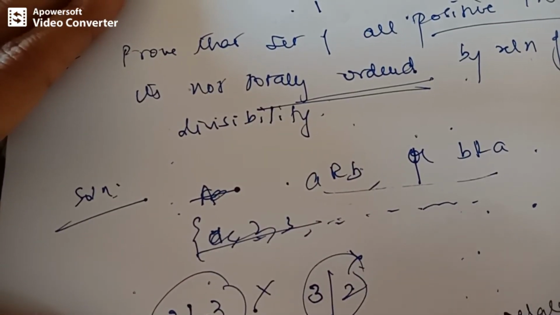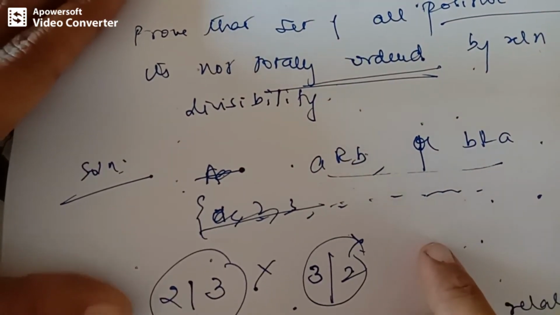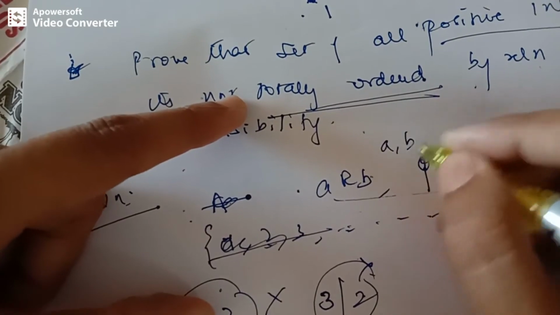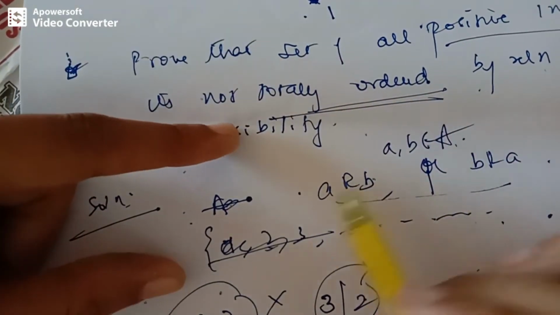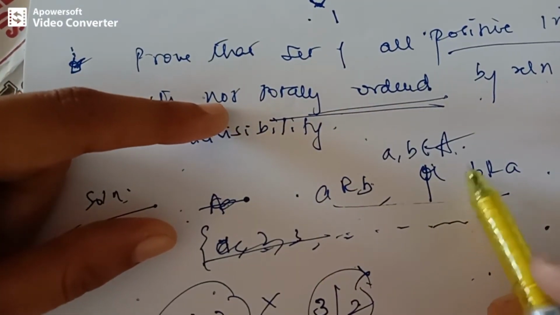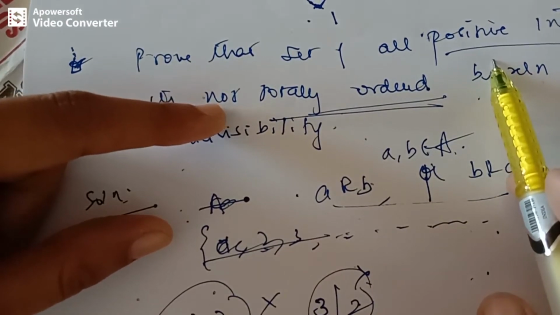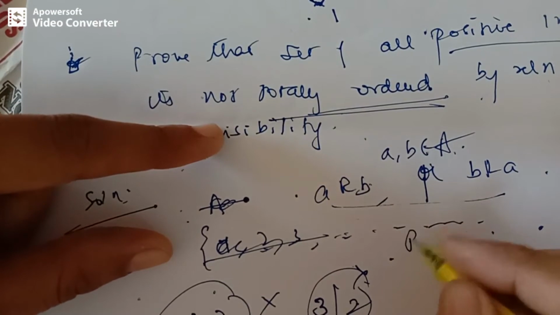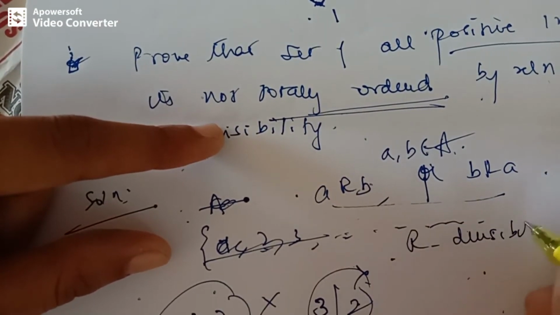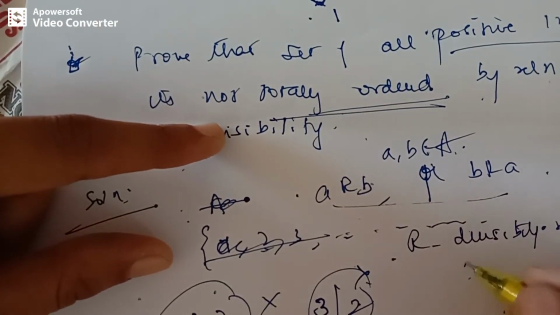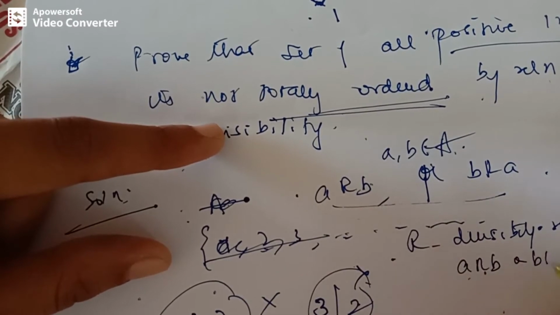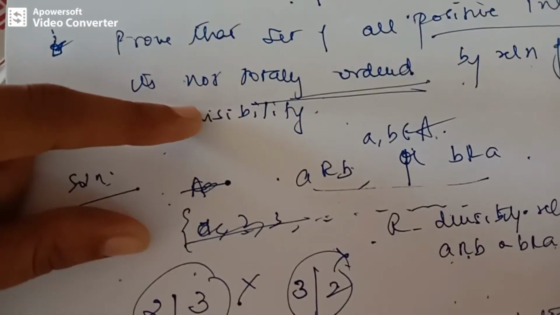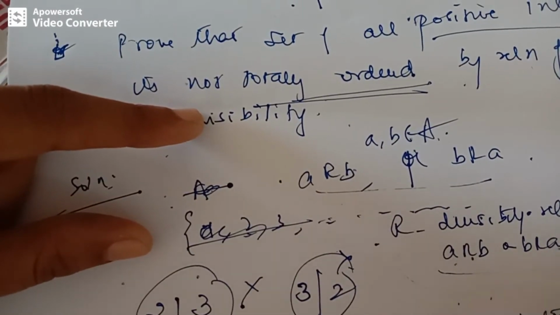So you have to mention the reason why. Whatever two elements A comma B we take, if A comma B belongs to set A, okay, we have considered set A, which consists of all the positive integers. Now the relation R is a divisibility relation, right? So we want to check whether A related to B or B related to A for each and every A comma B belonging to the set A, right? That is your total order concept.